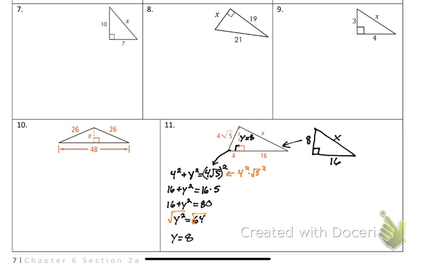Right next to it. All right, so what I'm going to notice is this is an isosceles triangle.